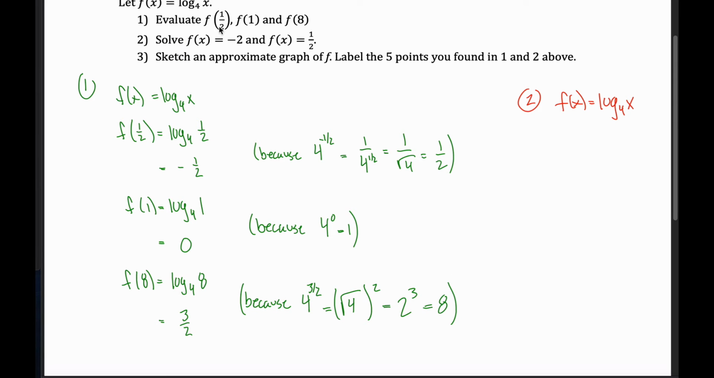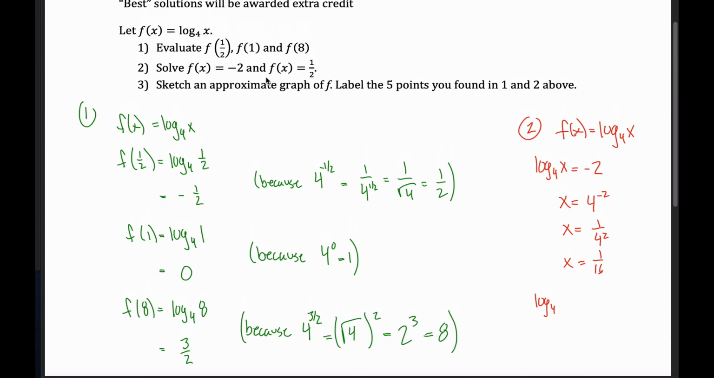Question 2 is more of the same, except now instead of telling us the input to this function, it's telling us the output. So my output for f of x is supposed to be negative 2. Well, the output for f of x is log base 4 of x. So what I need to do is set log base 4 of x equal to negative 2, and then solve this equation. There's a few ways you can do this, but maybe the easiest way would be to rewrite this in exponential form. If you write this in exponential form, we're saying that x is equal to 4 to the negative 2 power, and 4 to the negative 2 power is the same as 1 over 4 squared, so the log base 4 of 1/16 is equal to negative 2.